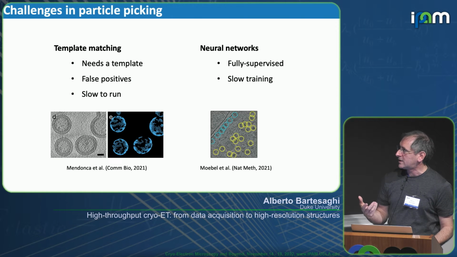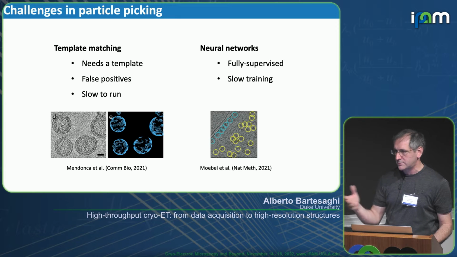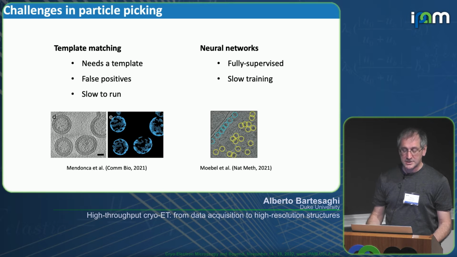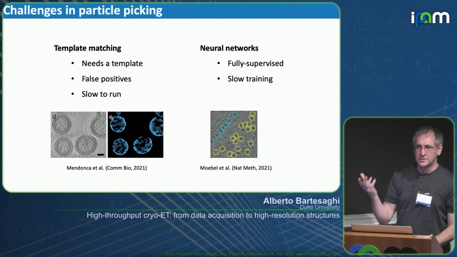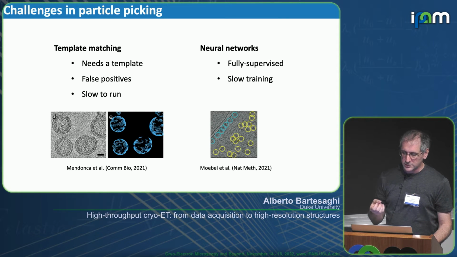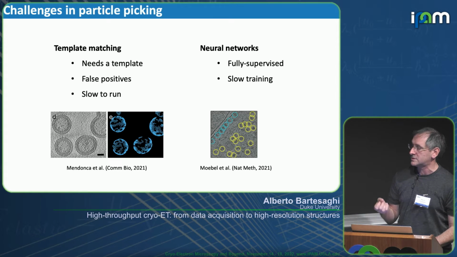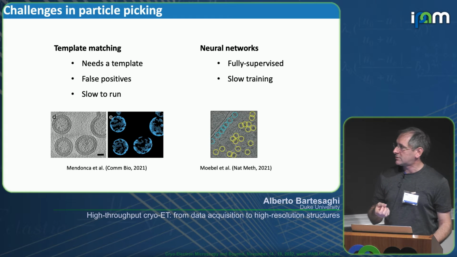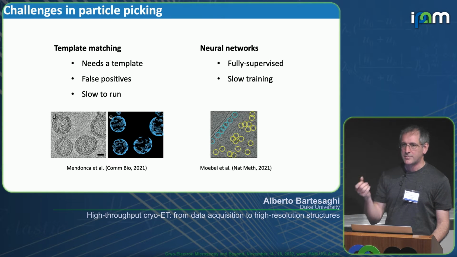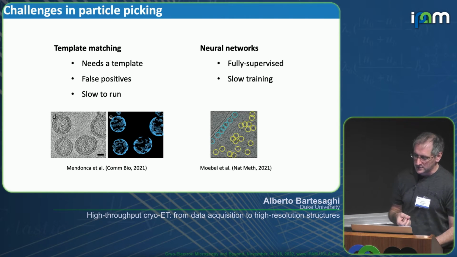Typically, and you've seen examples of this in this meeting, one of the methods that people use is template matching. For template matching, you need to have a template, so that is a requirement, obviously. It can also lead to several false positives, and it can take quite a long time to run because you need to do this in 3D. But for some particular cases, when you have a lot of particles in one tomogram, you can do this, and it works quite well. But it doesn't really scale up for when you have 1,000 tomograms, for example.